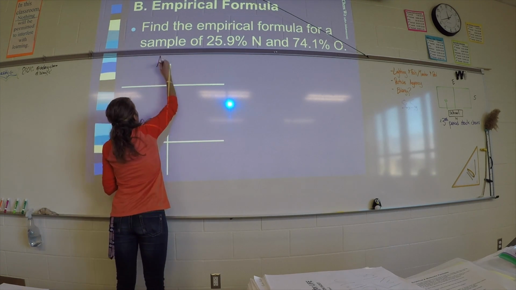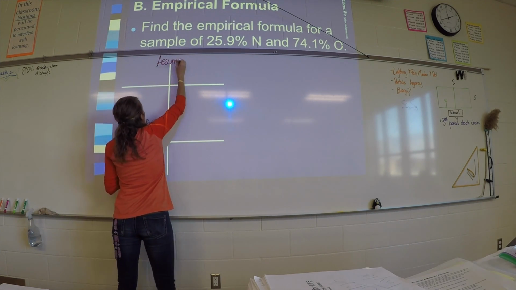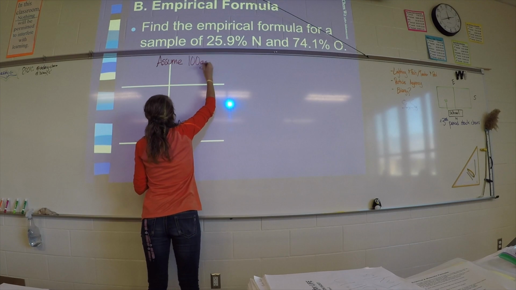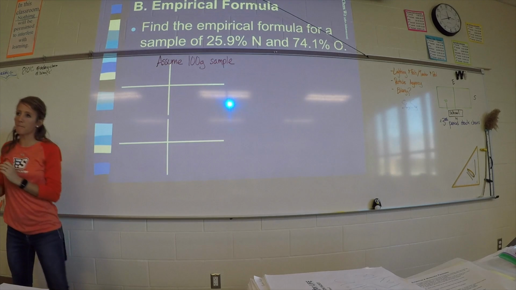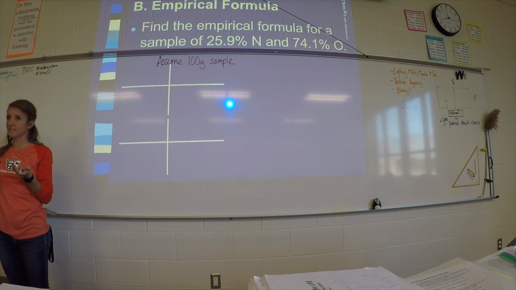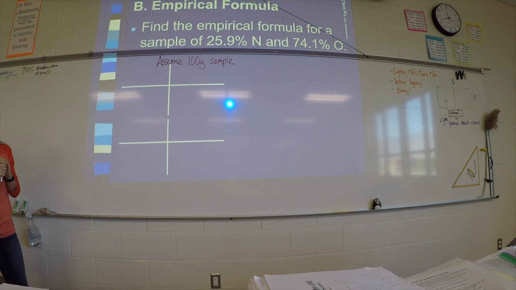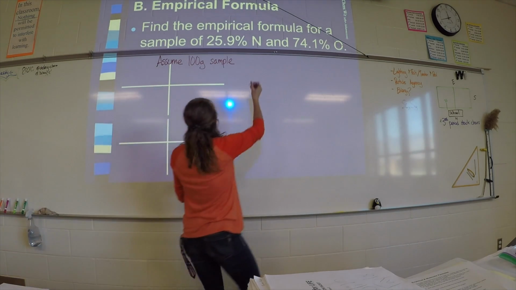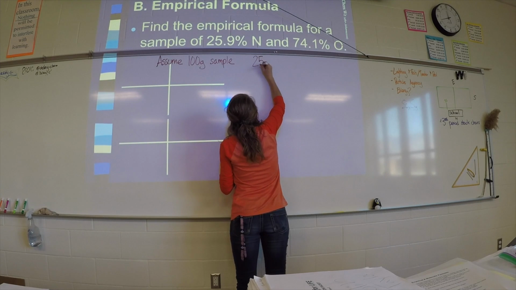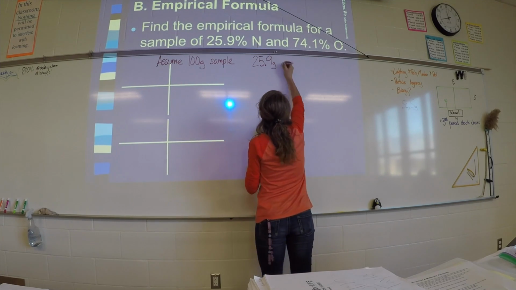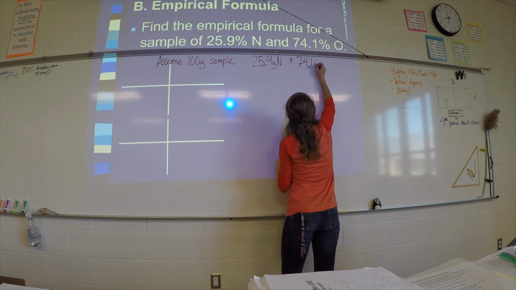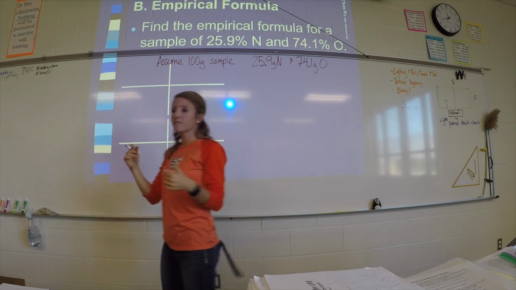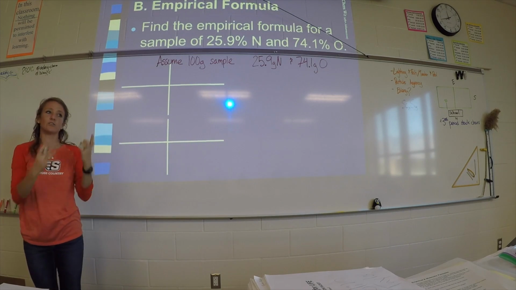Okay, write this down. We're going to assume that we have 100 grams of my sample. 100 grams. What does that mean? If I have 100 grams of it, what does that mean, Philip? That means the percents themselves are going to be the weights. Yeah, that means the percent just turns into the grams. So I have 25.9 grams of N and 74.1 grams of O. So if you're given percent, just assume 100 so you can change them over.